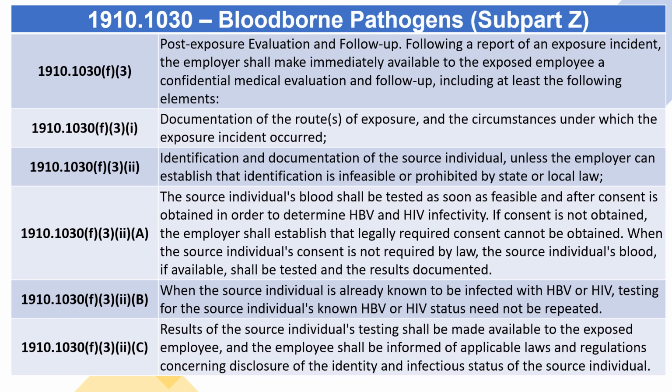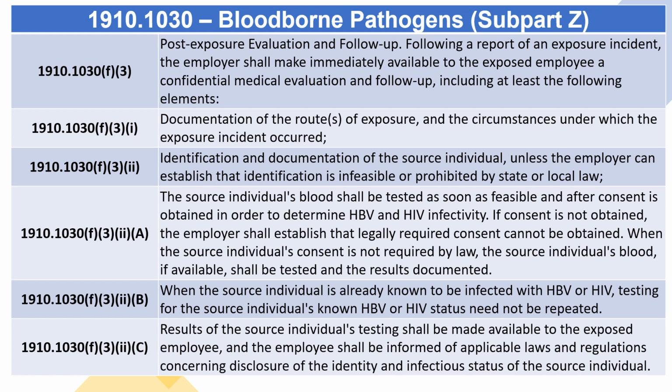1910.1030(f)(3)(ii). Identification and documentation of the source individual, unless the employer can establish that identification is infeasible or prohibited by state or local law. 1910.1030(f)(3)(ii)(A) through (C). The source individual's blood shall be tested as soon as feasible and after consent is obtained in order to determine HBV and HIV infectivity. If consent is not obtained, the employer shall establish that legally required consent cannot be obtained.